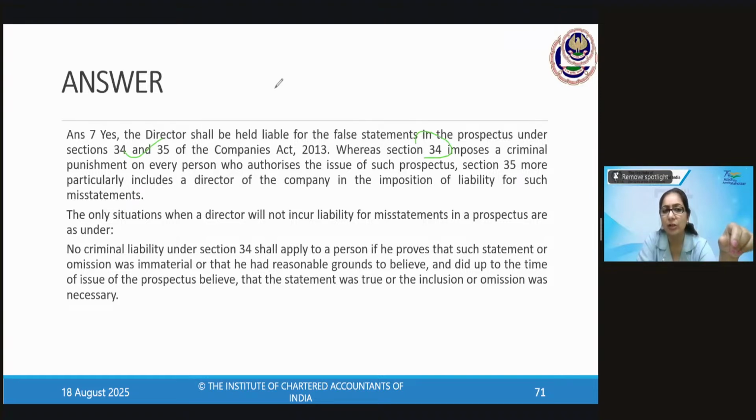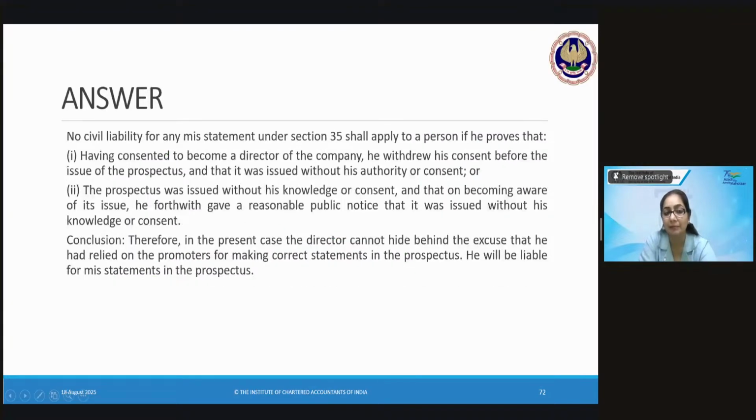Julie Kumari, unmute yourself. The only situation where the director will not incur liability is if he proves that the omission was immaterial or he had reason to believe that the statement was true. Just saying that he has relied on the promoter is not an excuse. All right. So this is where your writing comes into practice. You have to write in the exam. Having consented to become a director, there is civil liability. In the present case, he cannot hide behind saying that he has relied on the promoters. So it is not a valid answer.